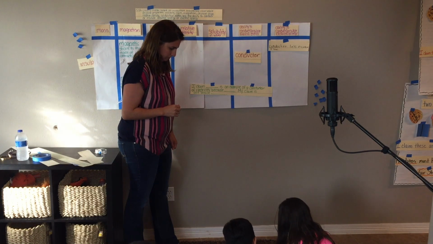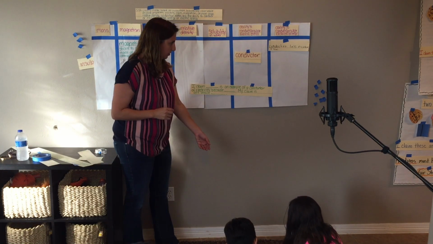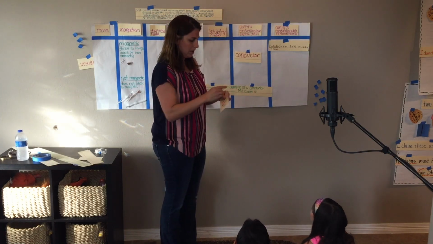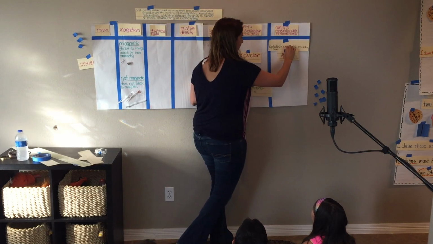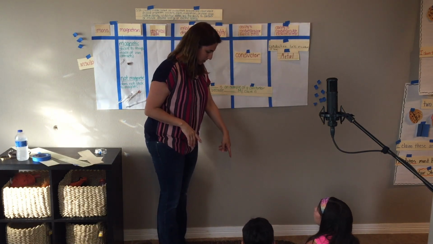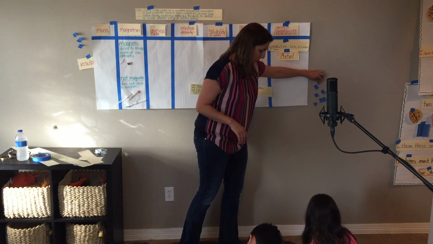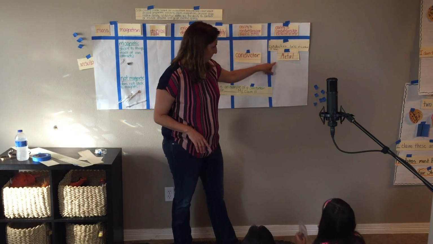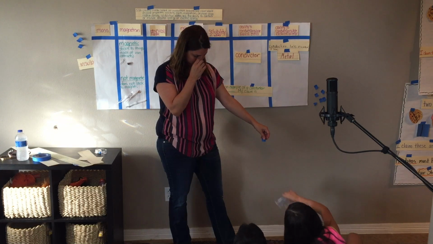M-E-T-A-L. Perfect. So now we have conductors let electricity flow, and they are made from metal. They are always made of metal. Okay, that's perfect. So pick up your metal tip. Right over here. And you're going to come tape it right up here.